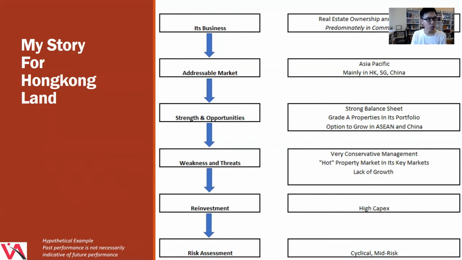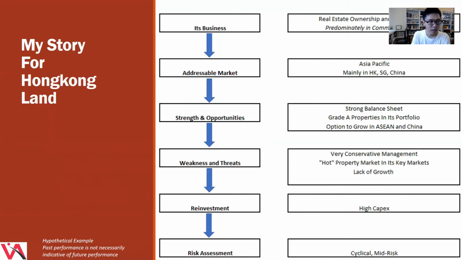So let's go through how we do it for Hongkong Land. You can basically find out most of this information just by looking at the annual report of the company, or just maybe Googling the company, right, and understanding what the company is really about. What are some of the media reports about the company, and you can form where is this company going to, and form a story about the company.